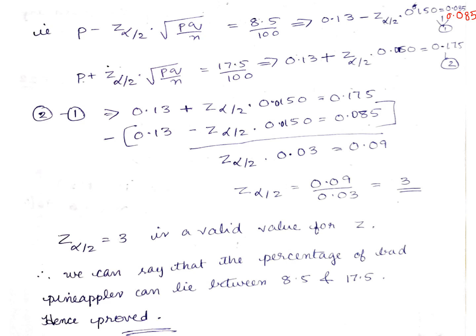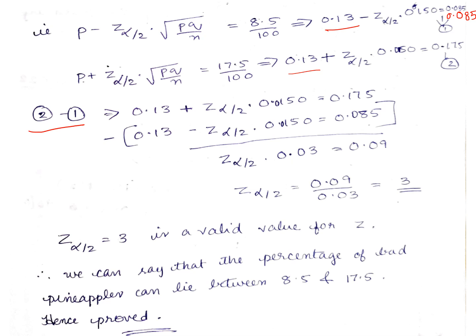So we obtain two equations, 1 and 2, and in both we have the common term 0.13. So we have to solve these two equations in order to identify the value of Z alpha by 2. So I am doing equation 2 minus equation 1. The calculation is like this.